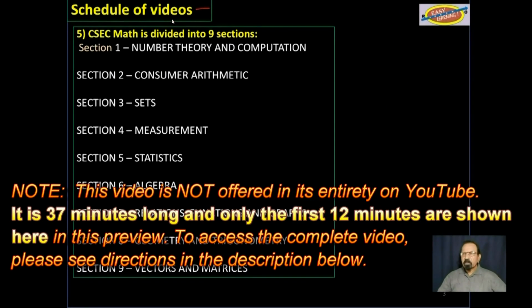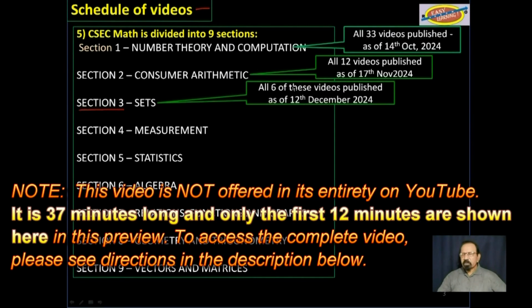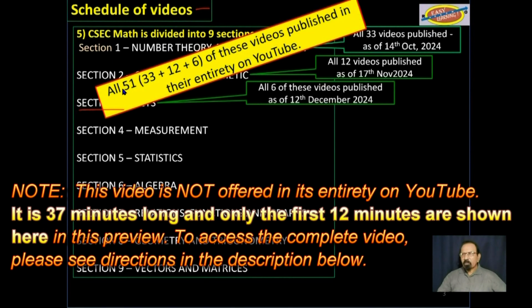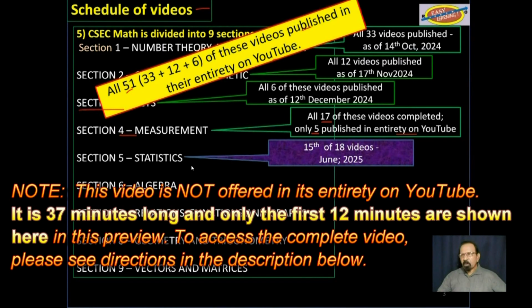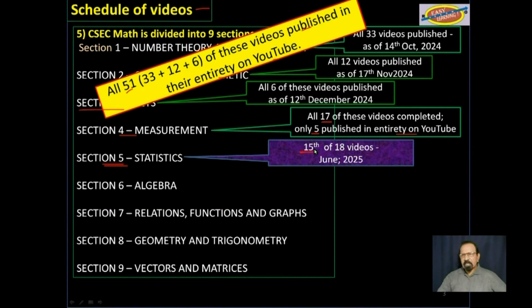Schedule of videos: these first 3 sections, all 51 videos, have been completed and published in their entirety on YouTube. Section 4, measurement, all 17 of those videos have been completed, but only 5 were published in their entirety on YouTube. We are now at section 5, statistics. This is the 15th of 18 videos.